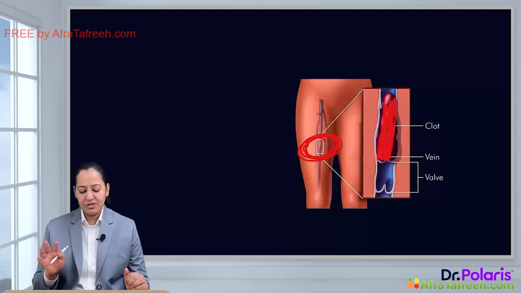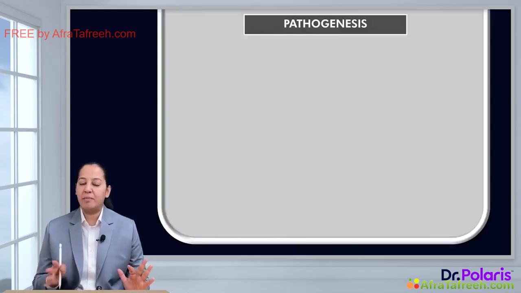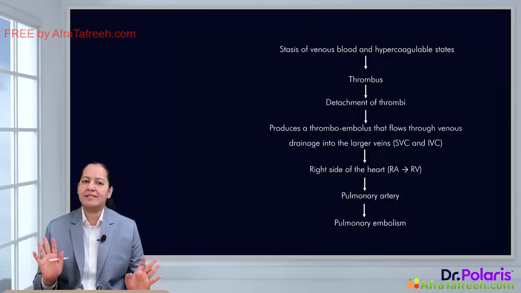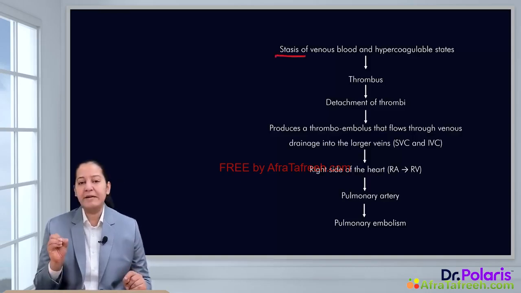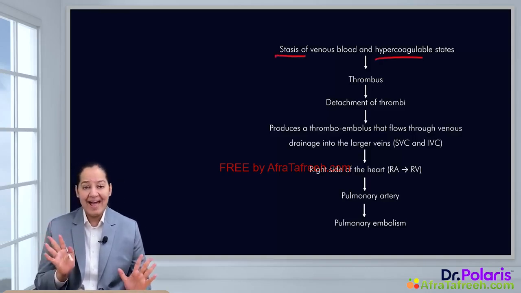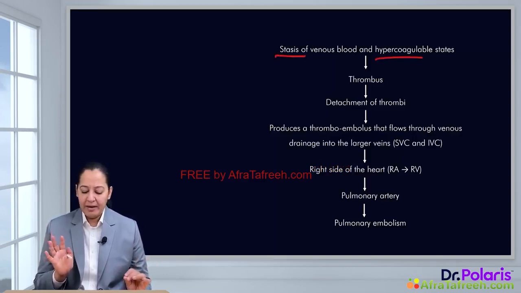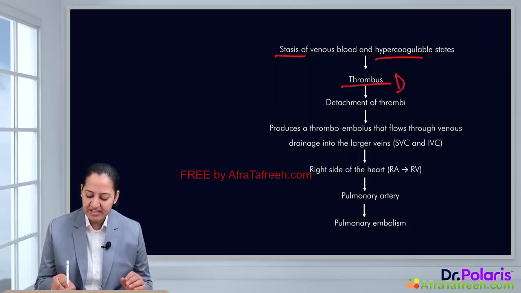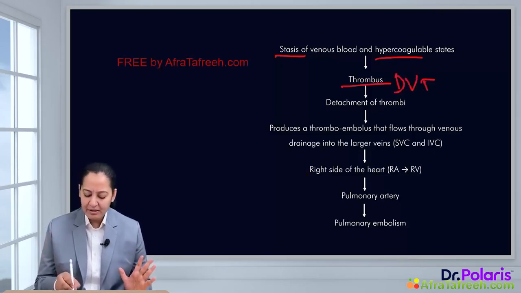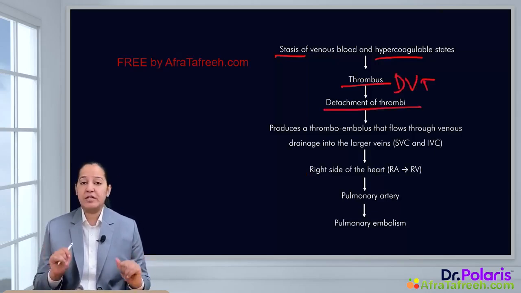So what is the pathogenesis? You tell me the complete pathogenesis of pulmonary thromboembolism. It is very important for the exam. Ultra important topic for the exam, pulmonary thromboembolism. Whenever there is stasis or hypercoagulability of the blood in the lower limb, it will lead to thrombus formation. It is known as deep vein thrombosis, DVT. It is very common. Once the thrombus gets detached, it gets converted to an embolism.